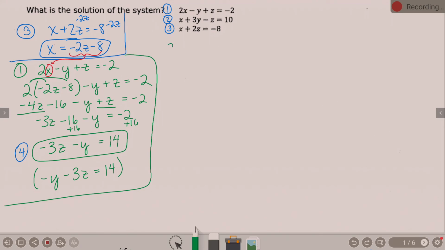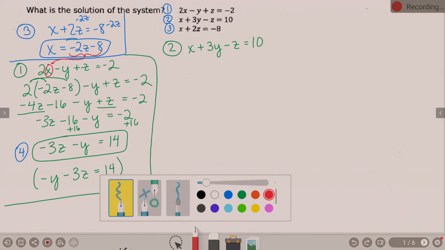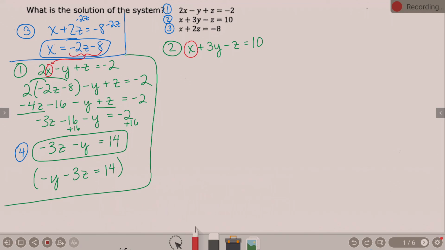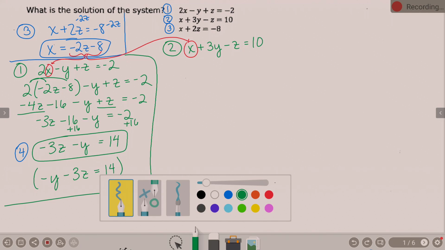So if we plug it into 2 here, 2 is x plus 3y minus z equals 10. Every place I see x, we're going to plug in what we had over there. So we're going to plug in the negative 2z minus 8. Oh, I was looking at the last one. Okay, let's stay on this problem.